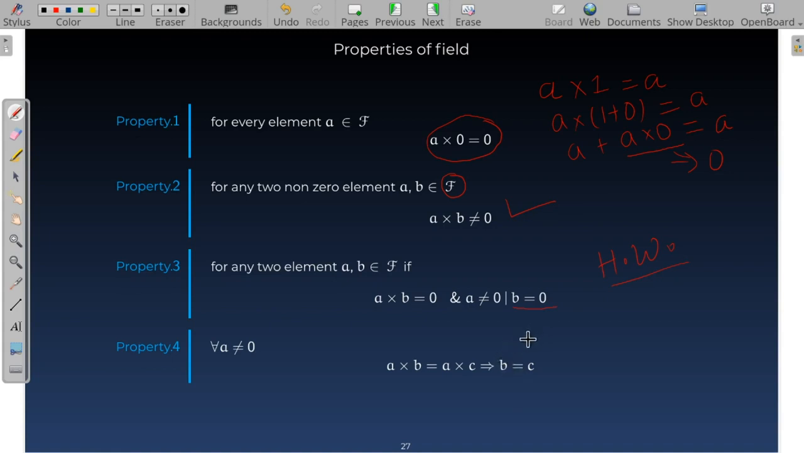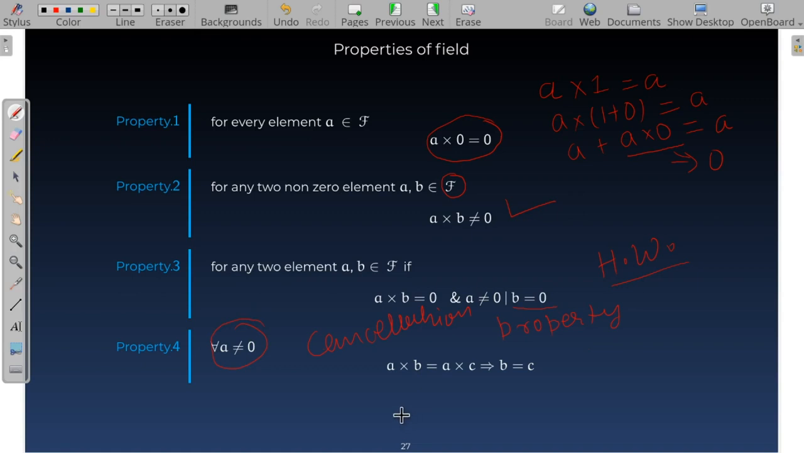Now property number 4: if a times b is equal to a times c, this is called the cancellation property. It means that if a times b equals a times c, it implies that b is equal to c, provided a is not equal to 0. If a is equal to 0, then even if b and c are not equal, the equation is going to be true. Okay, so this is a prerequisite.